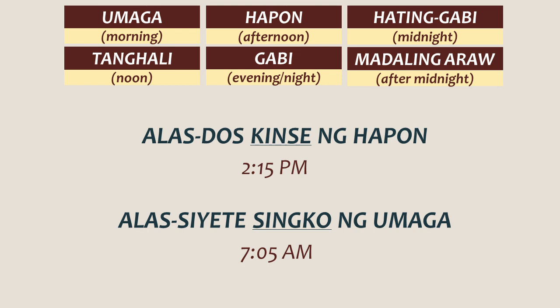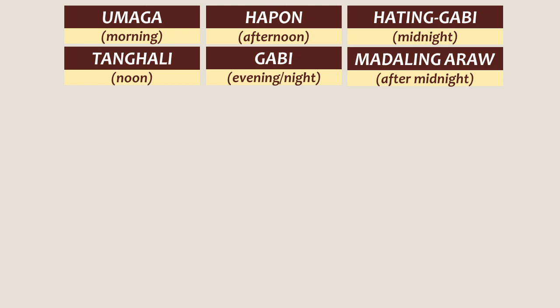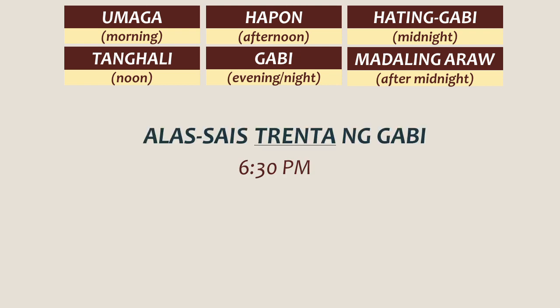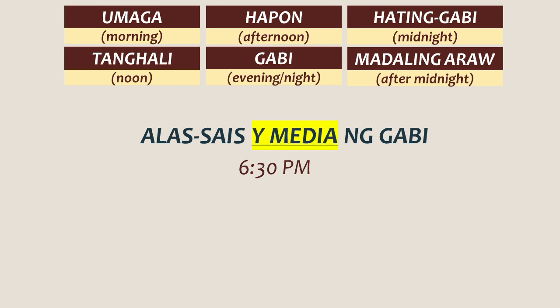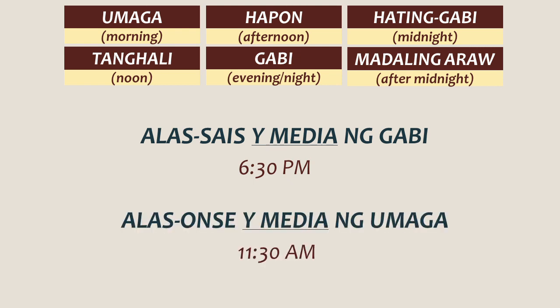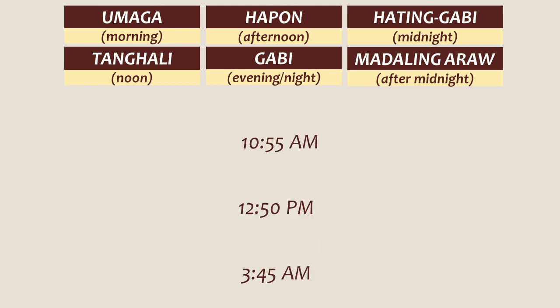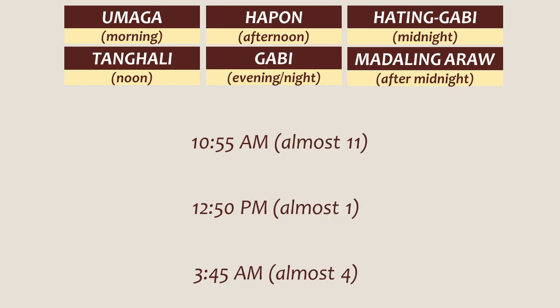It could be useful not only for telling time; we also use these numbers in conversations or even when talking about money. Okay, let's go back. If it's 30 minutes past the hour, like for example, 6:30 p.m., yes, you can say alas seis trenta ng gabi, but it is more common to hear imedya in place of 30. So for this one, it'll be alas seis imedya ng gabi. Another example, alas onse imedya ng umaga.